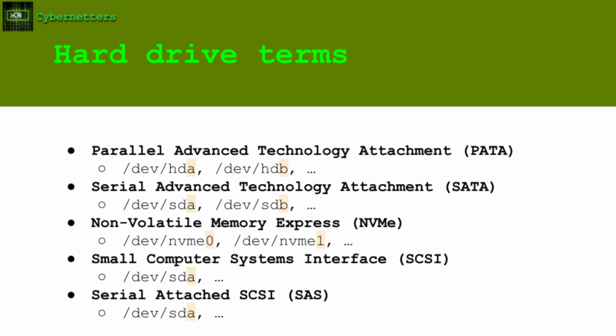We also have NVMe, which is non-volatile memory express, designed for high-speed SSDs. We also have SCSI and SAS, which is serial attached SCSI, often used in servers and enterprise storage. Each of these technologies has different speeds and usage advantages, but modern systems use SATA or NVMe for storage.